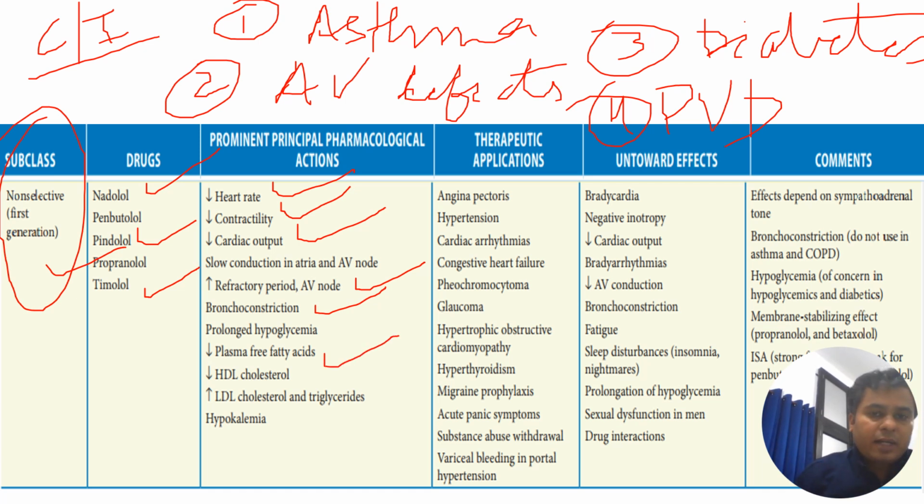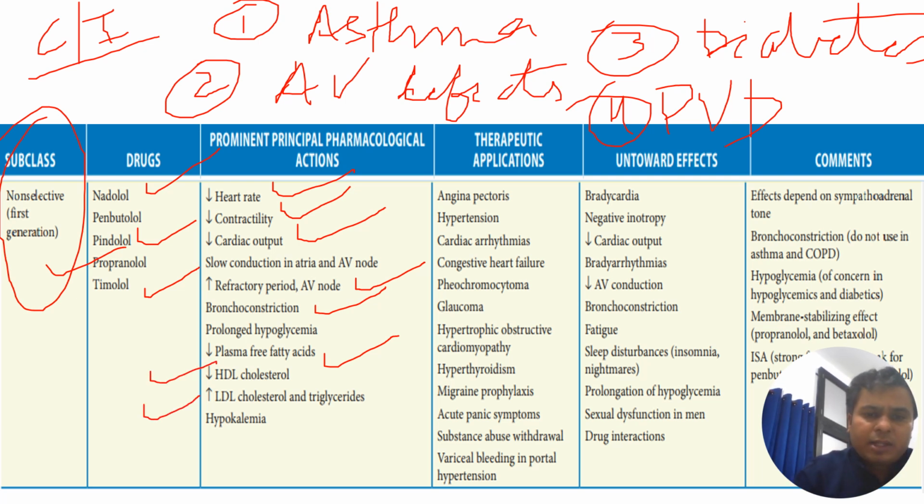The decrease in the free fatty acid levels is achieved by the blockade of HSL. HSL was hormone sensitive lipase. Then these beta blockers, as we have seen, decrease the HDL but increase the LDL levels.